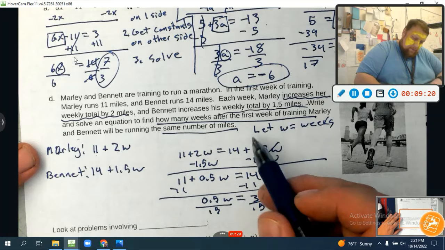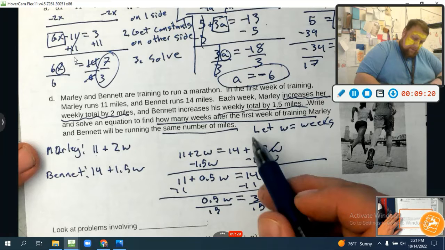Okay, so let's look at problems involving distribution. Boom. Lots of work today. So let me move this on up. And basically it's the same thing, except the first step is always going to be distribution. We want to distribute first.